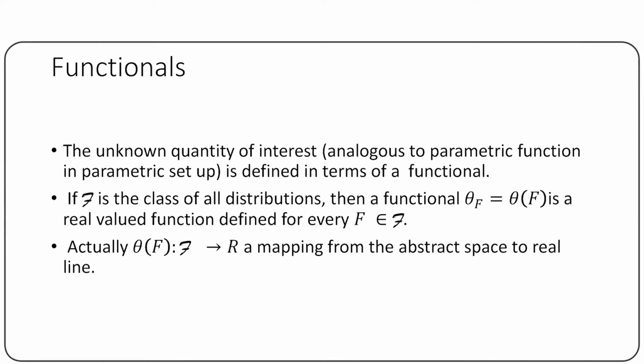For specification, suppose script F is the class of all absolutely continuous distribution functions. Then a functional is defined by a real valued function defined for every F belonging to the class of distribution functions. Then theta(F) is a mapping from the abstract space to the real line. In non-parametric inference, the objective is to learn the value of theta(F) for a known functional theta based on IID observations from an unknown distribution function F. Thus, a functional is very much like a function of the unknown distribution function F.